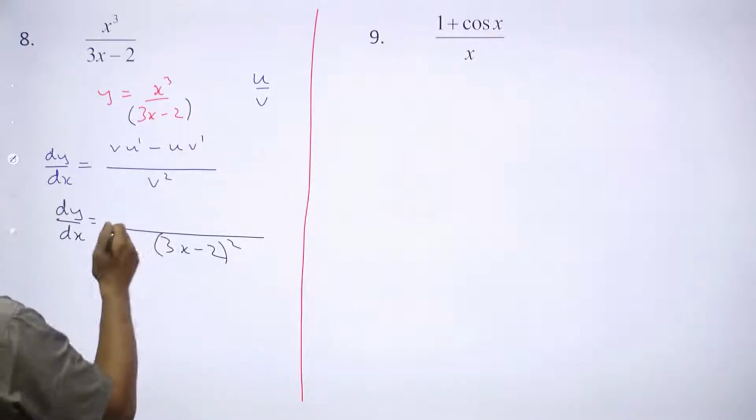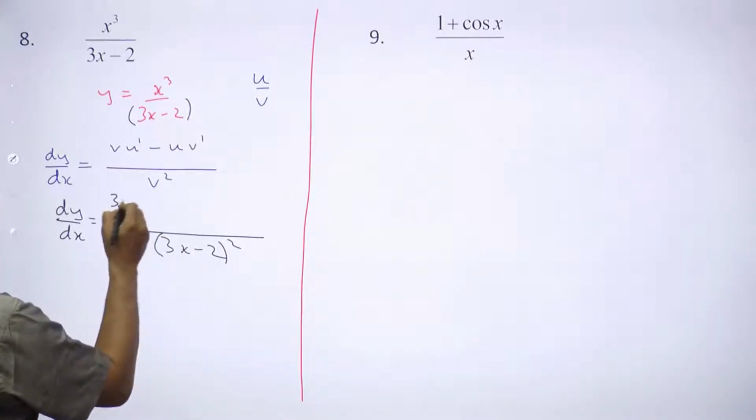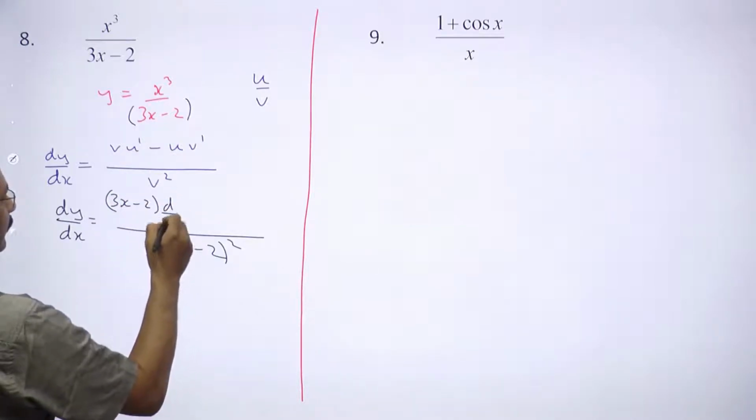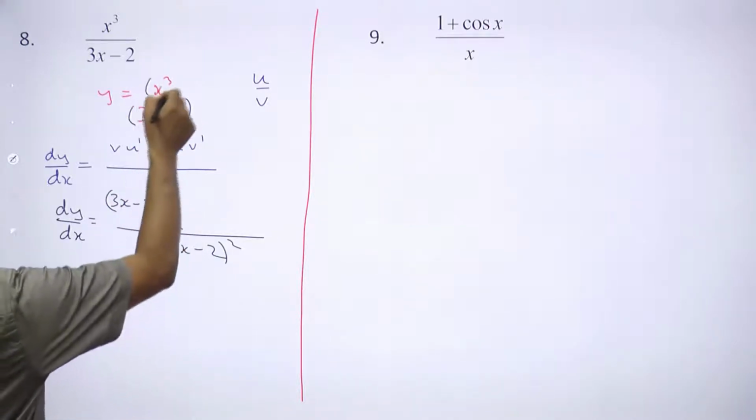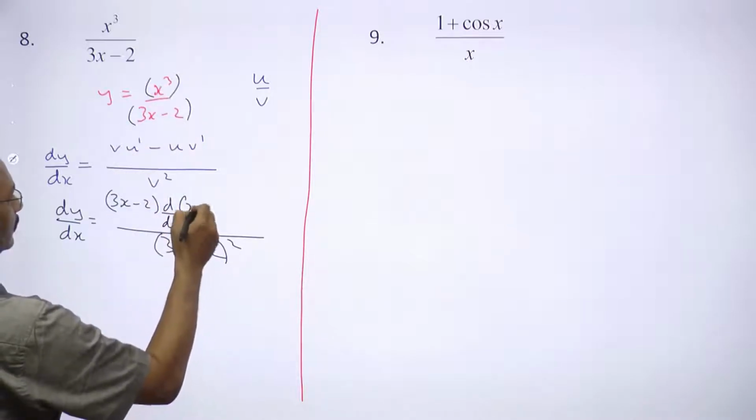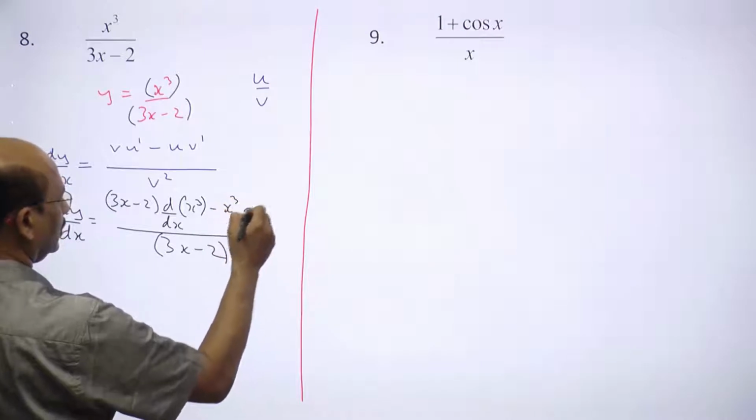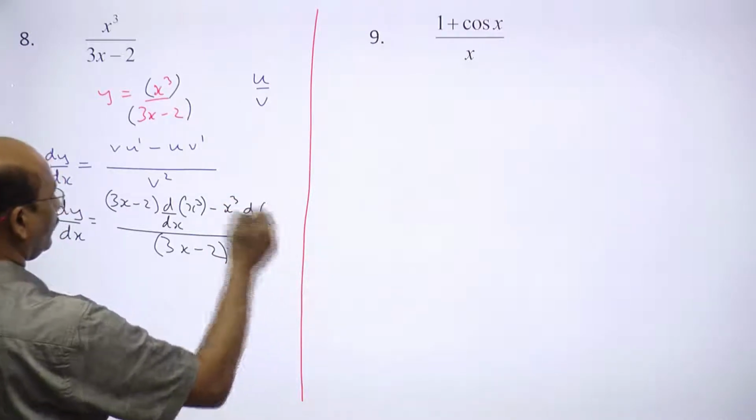So v, derivative of u. What is my u? u is x cube, minus u, derivative of v.